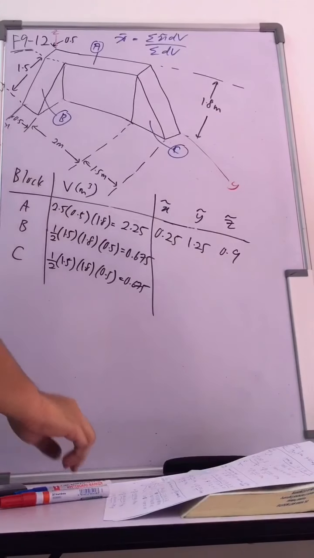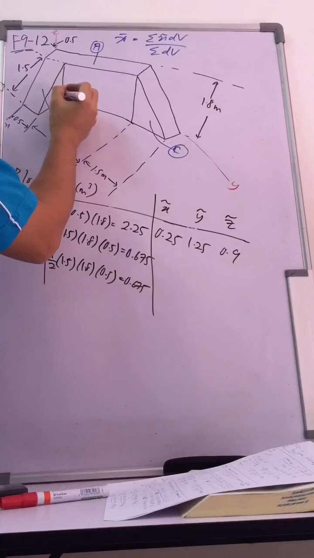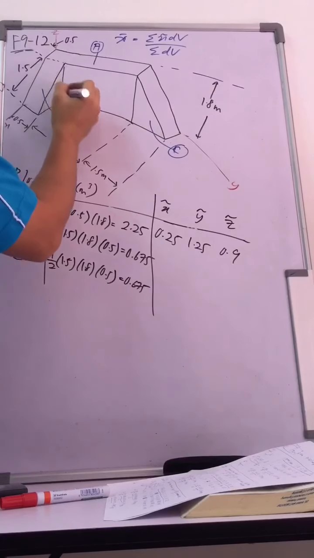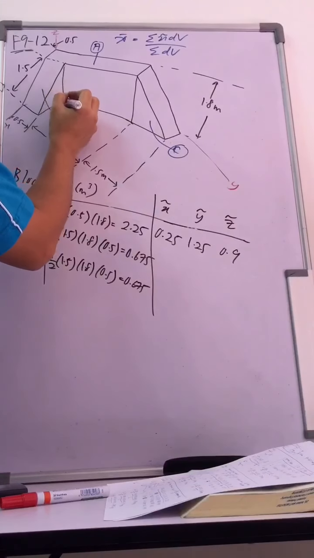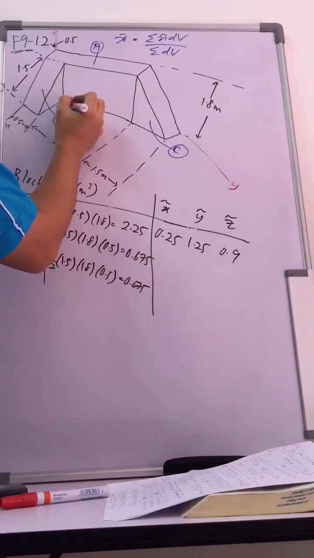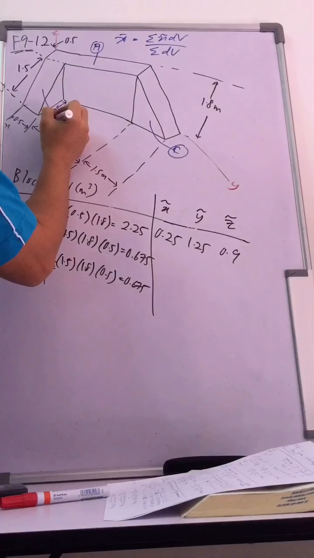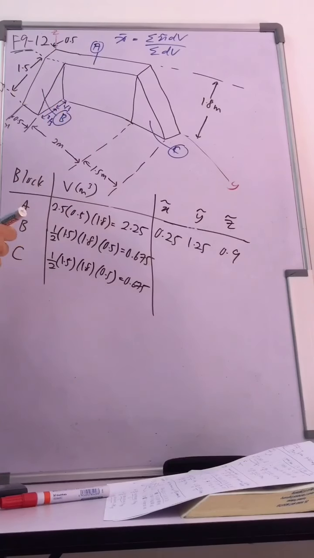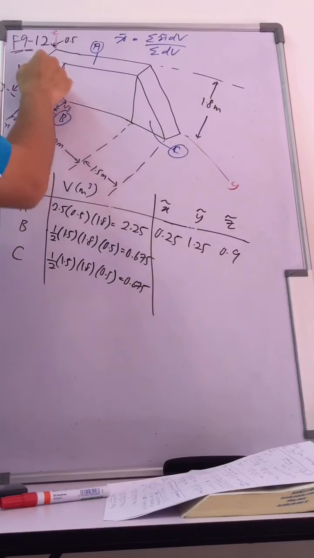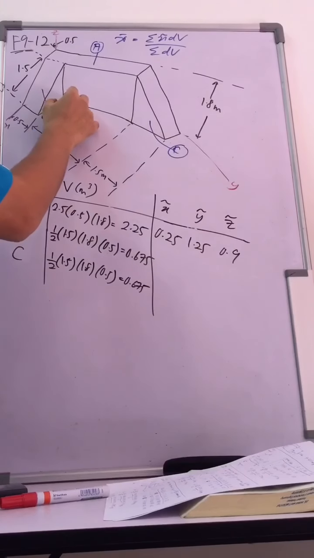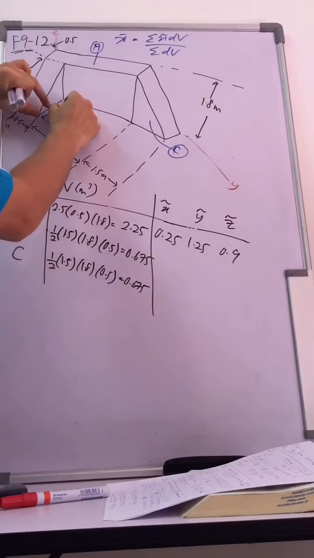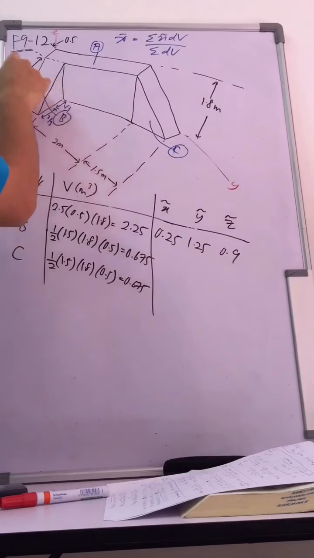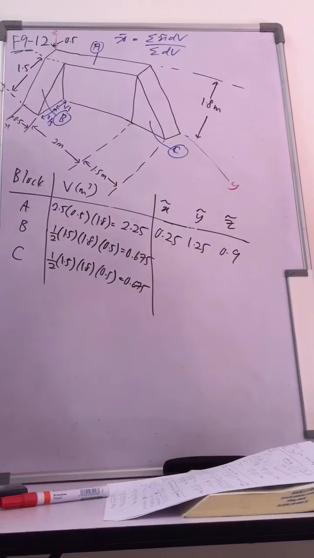So the centroid of B here for this triangle, it is 1/3 from this big portion, right? So it will be 1/3 of this. 1/3, this is 2/3, right? So it is 1/3 from the big side or 2/3 from the left side here. Okay? So how much is it? 1/3 of 1.5, it is 0.5. So the location is 0.5. And this is 1. Okay, 1/3 of this line, 1.5. So 1/3 of 1.5 is 0.5.